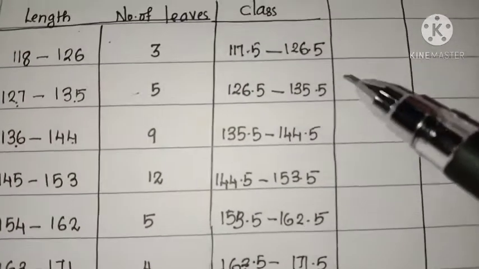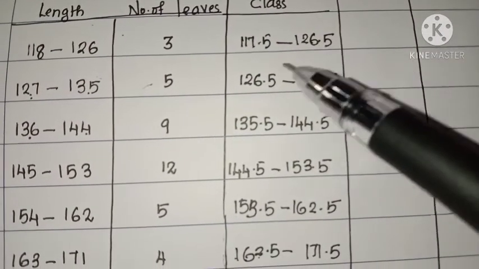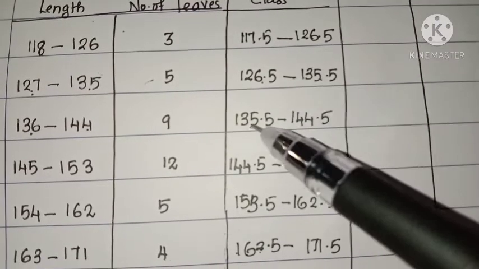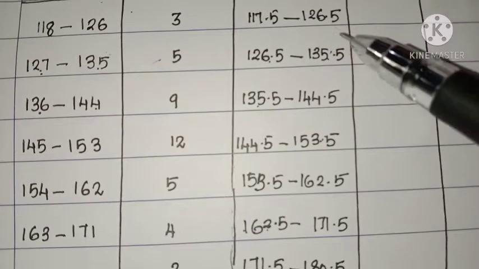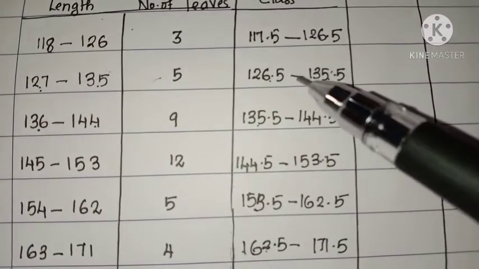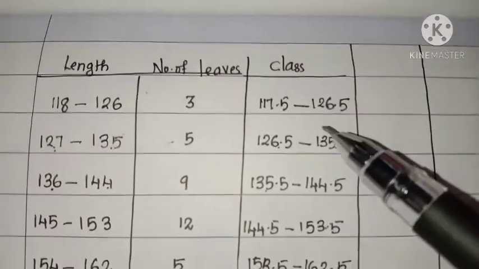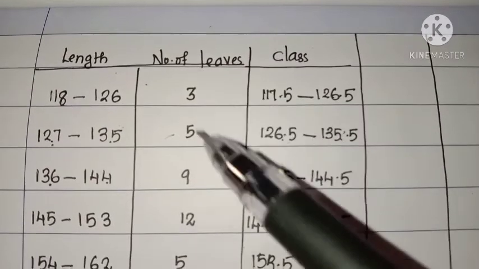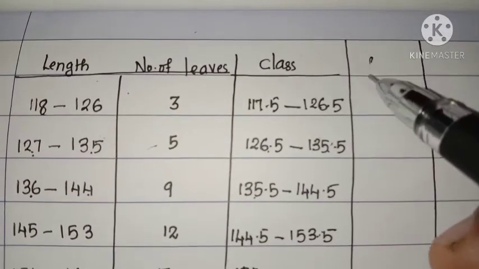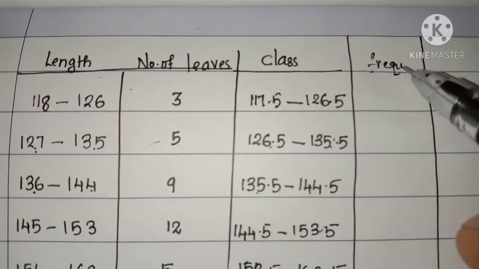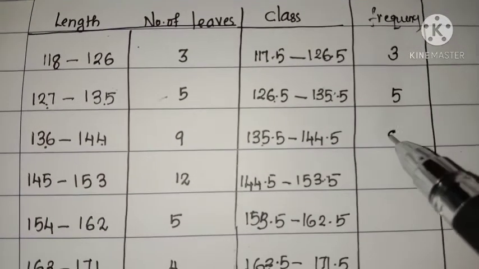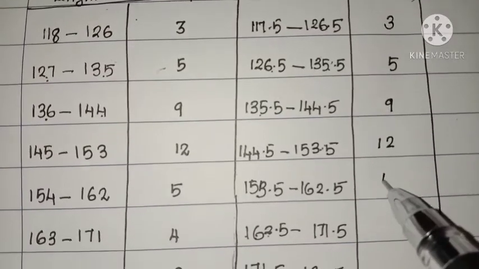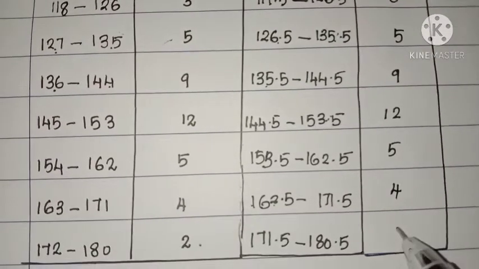Now look at the class interval, 126.5, 135.5, 153.5. Okay, now this class is in the form of continuous data. Now this number of leaves can be written as frequency. Number of leaves is the frequency column. So 3, 5, 9, 12, 5, 4, 2.